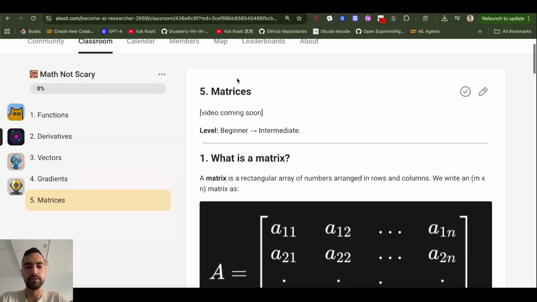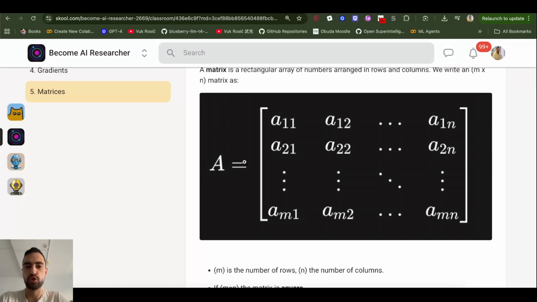Hello, let's learn about matrices. So if you watched vectors, matrices are just 2D vectors. So instead of being one array of numbers, a matrix is like an array of arrays.